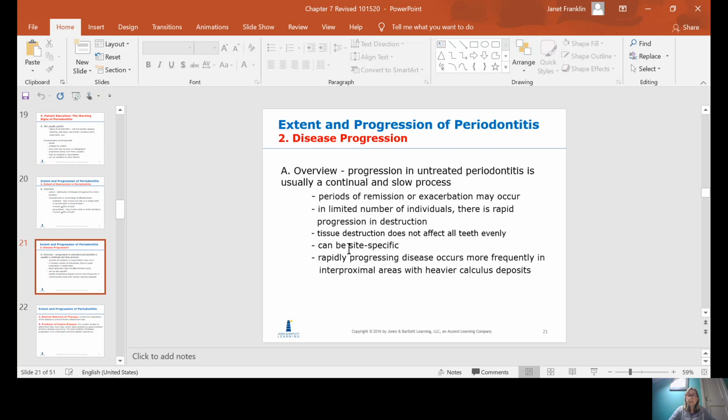In limited numbers of individuals, there is rapid progression. So it can progress rapidly, but that's more limited. Tissue destruction does not affect all teeth evenly. So that's why you can have some localized, some generalized. That's why it's important that we probe every tooth and that we probe 6 spots on every tooth, because it doesn't progress evenly. It can even be site specific. So you can have periodontitis on 1 or 2 teeth. Rapidly progressing disease occurs more frequently in the interproximal areas with heavier calculus deposits.